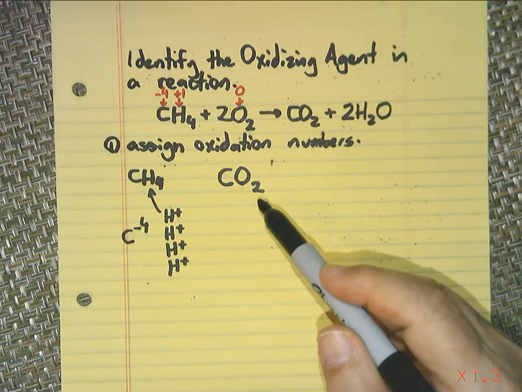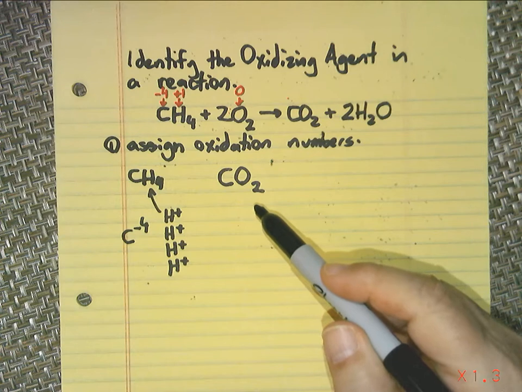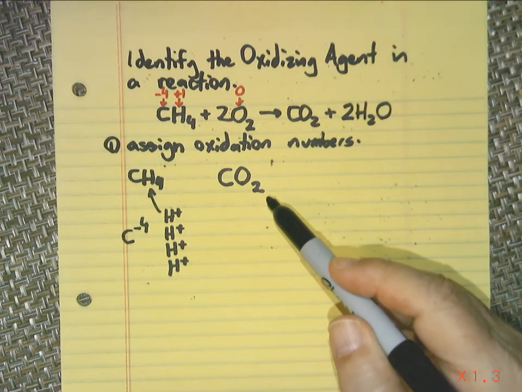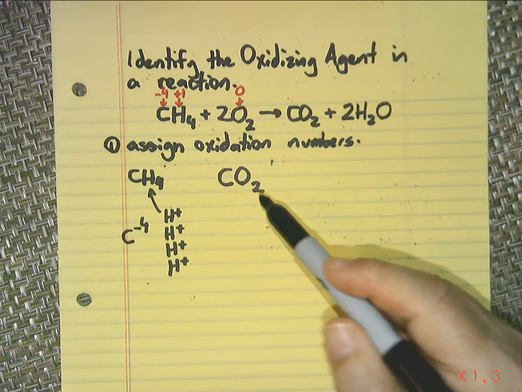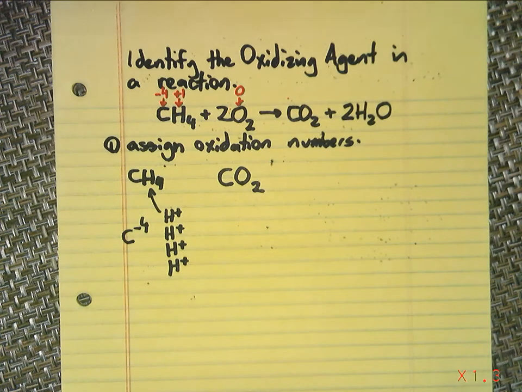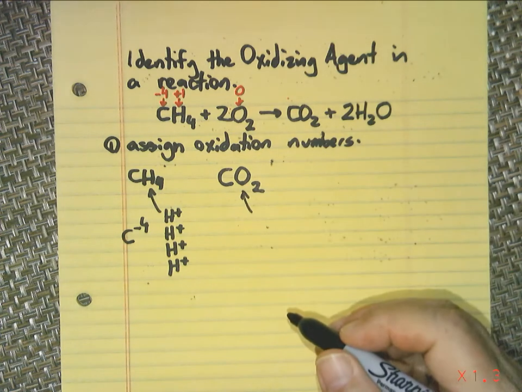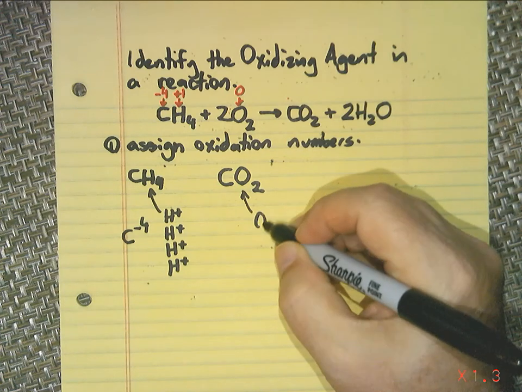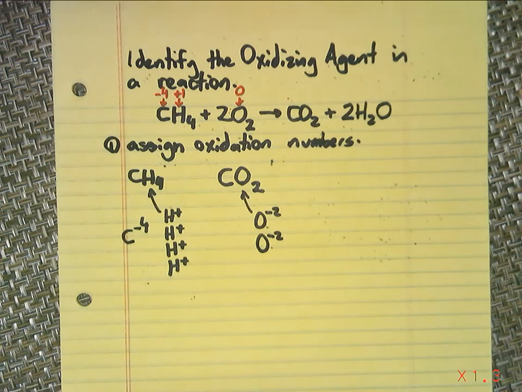The next rule says, got any fluorine? No, we don't. The next rule says, got any hydrogen? No, we don't. And the final rule, the 6th rule, says, do you have any oxygen? Yes, we do. And it says that if you've got oxygen there at this point, you can assign an oxidation number of -2 to it. So we've got 2 of those in there.